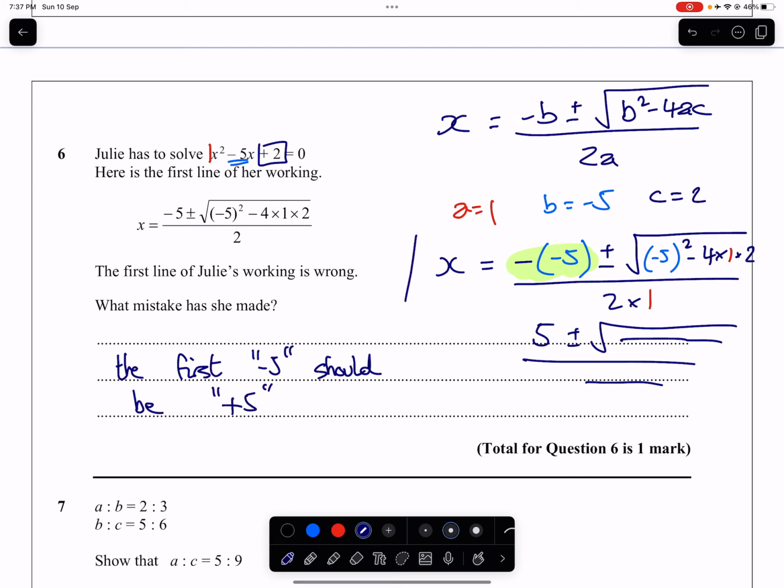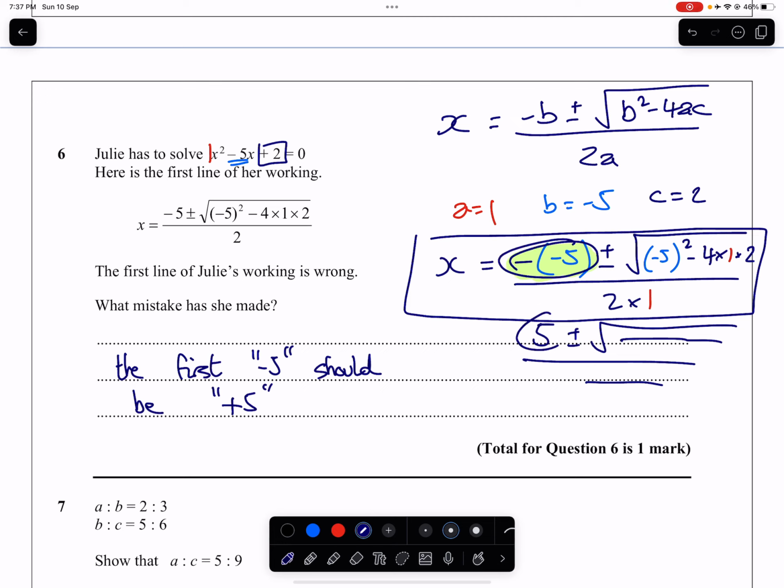Of course, if you've actually gone to the trouble of writing this out, then you could probably get away with it, because you can kind of see here that it should be 5. But if in doubt, especially given that it's only 1 mark, just make sure that you're super clear with your answer.